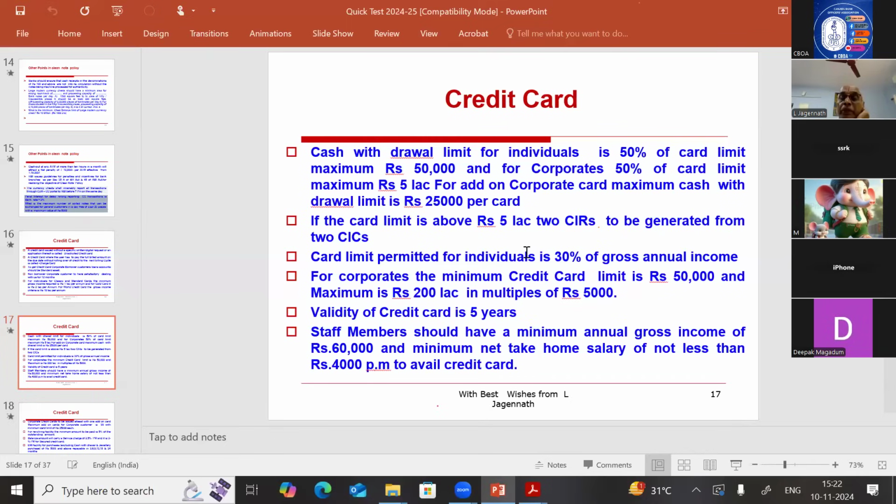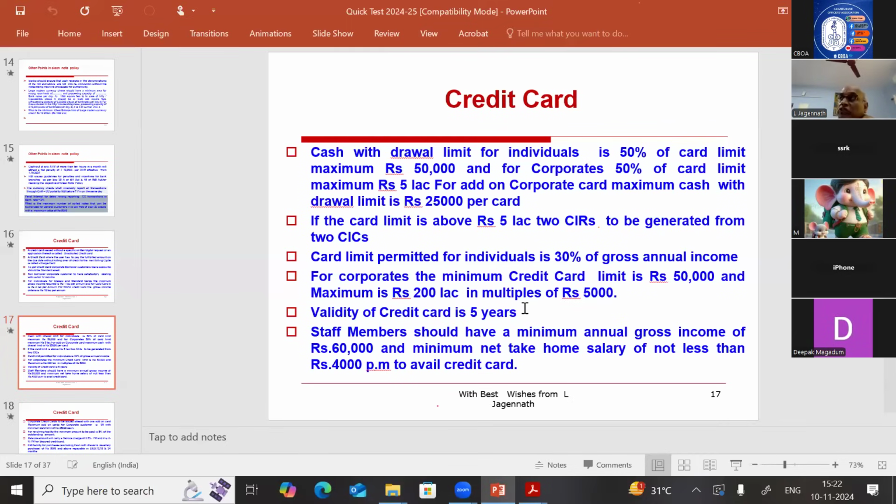Credit card limit permitted for individuals is 30% of the annual gross income. For corporates, the minimum card limit is 50,000 and maximum is rupees 200 lakhs in multiples of 5,000 rupees. So for individuals, whatever may be the various card limits, various sanctioning authorities are there. The maximum they will fix is 30% of the gross annual income. Coming to corporate, the minimum card limit is 50,000 and maximum is 2 lakhs in multiples of 5,000.